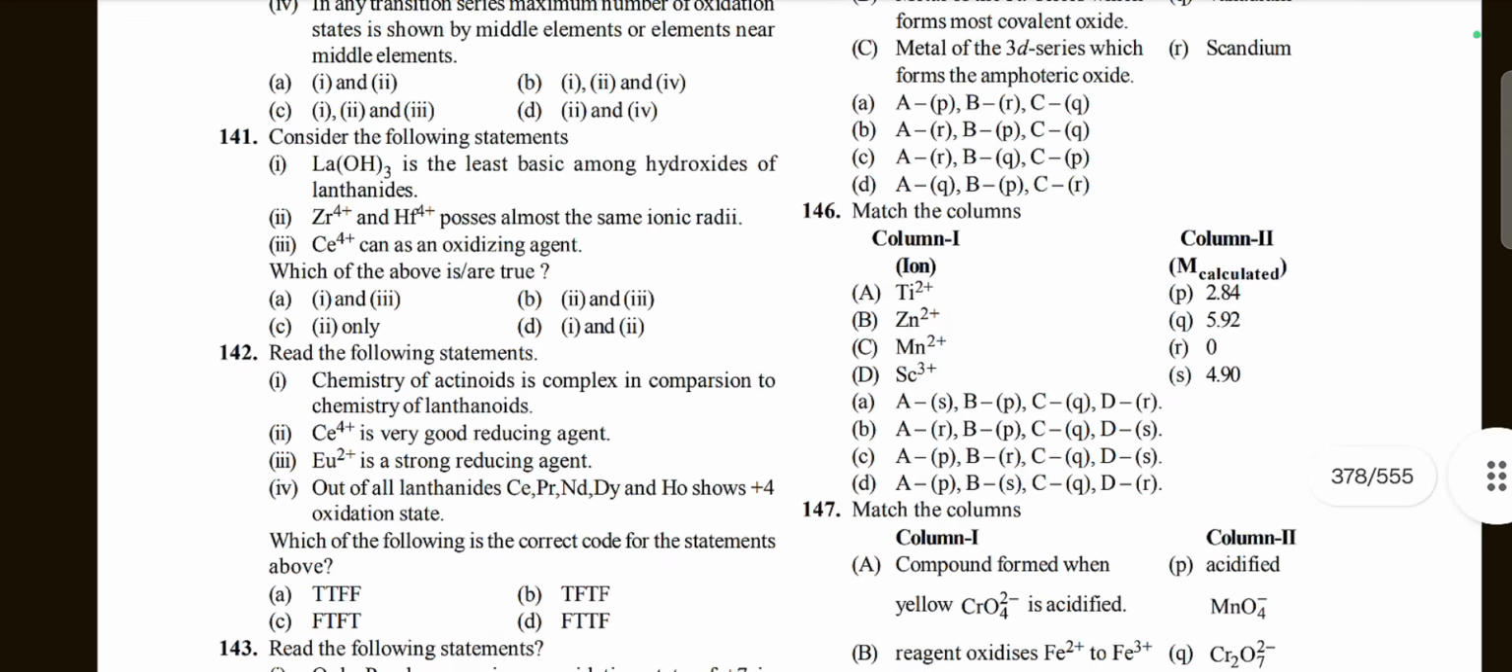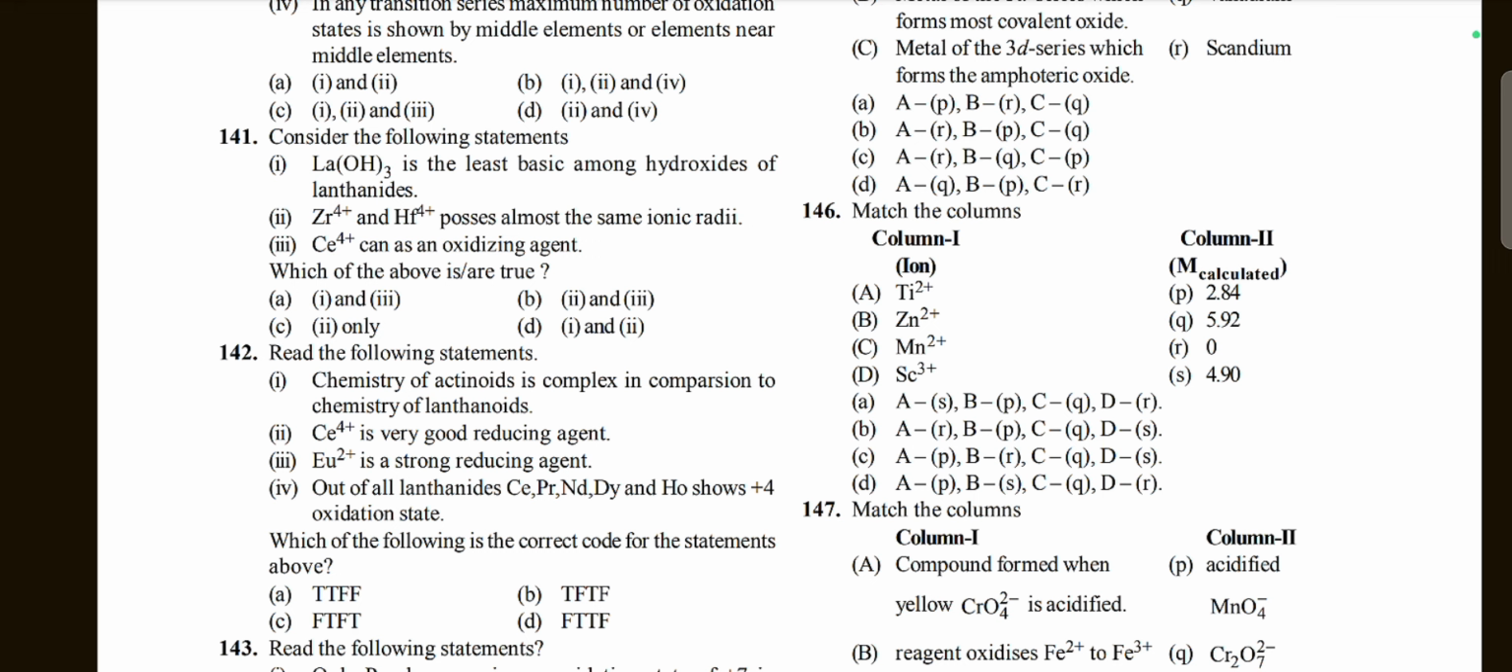Consider the following statement. Which of the above are true? LaOH3 is least basic among the hydroxides of lanthanoids. No, this is false. It is the most basic, not least basic. Zr4+ and Hf4+ possess almost same ionic radii. Yes, true. Ce4+ can act as an oxidizing agent. Yes, this is true. Ce4+ gains electron to acquire more stable Ce3+ state. So, option 2 and 3 are correct. Option B will be the answer.